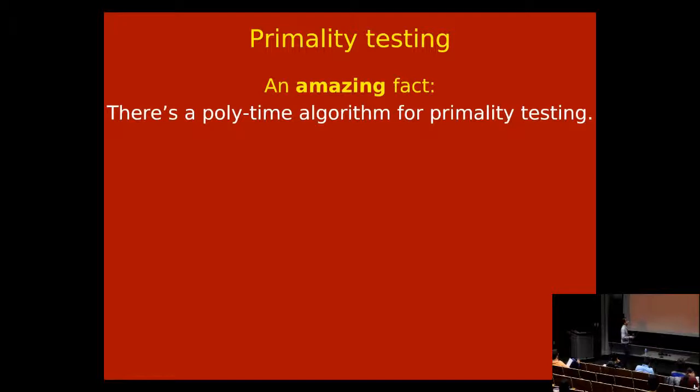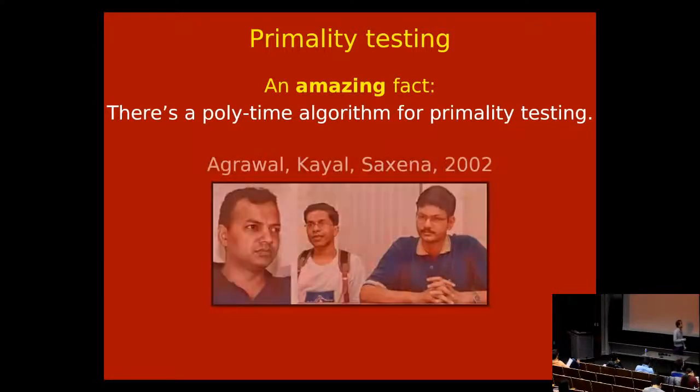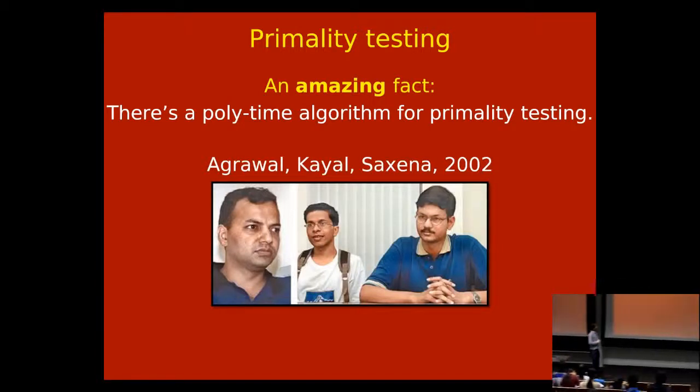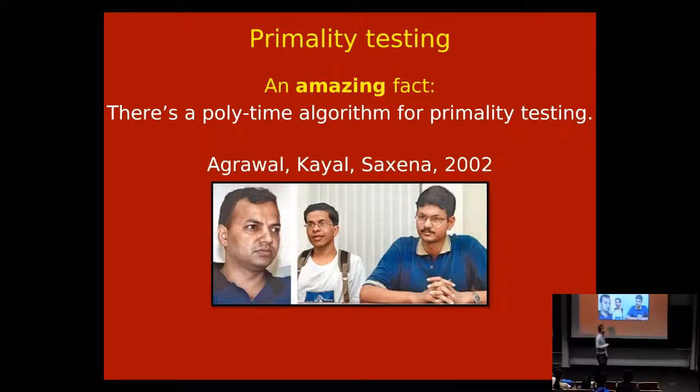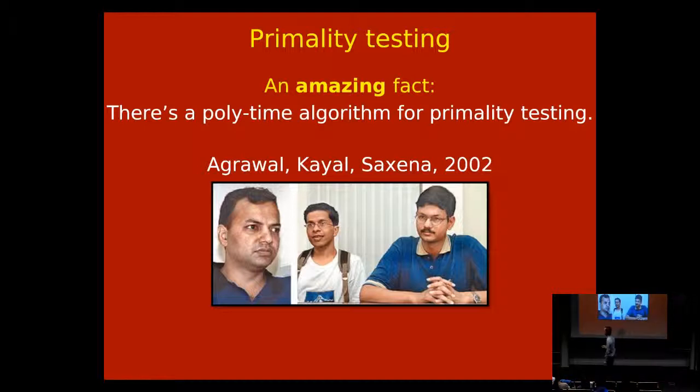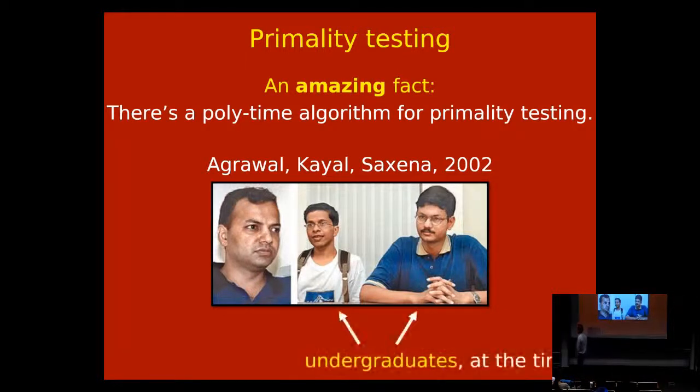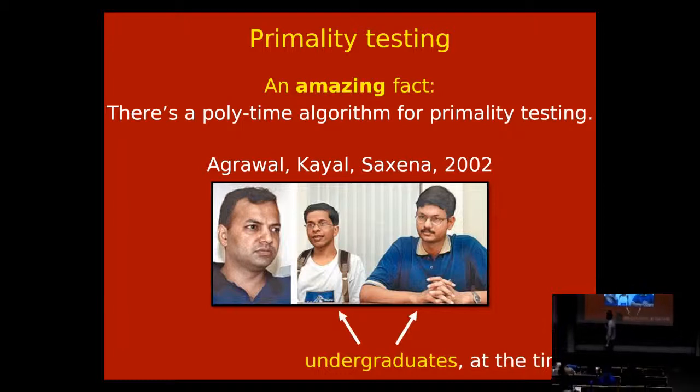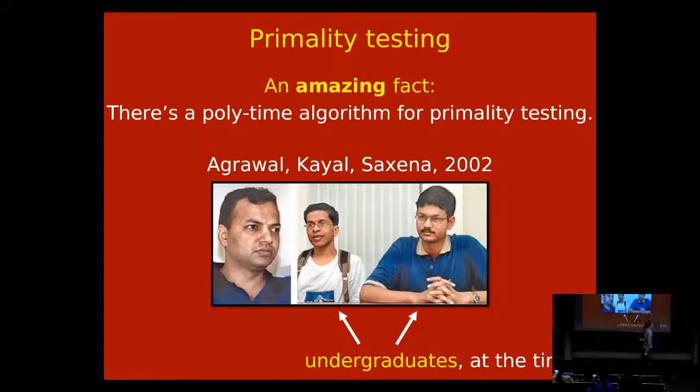So here's an amazing fact. There's a polynomial time algorithm for testing primality. I think we've mentioned this before. This was first found not too long ago, in 2002. I was in grad school at the time, and I vividly remember hearing about it when I was in my office. This is Agrawal, Kayal, and Saxena with the nice mustache. And they were undergrads at the time, which is pretty cool.